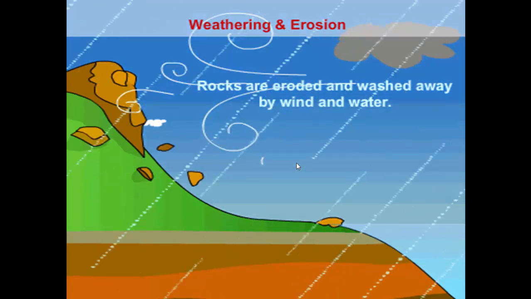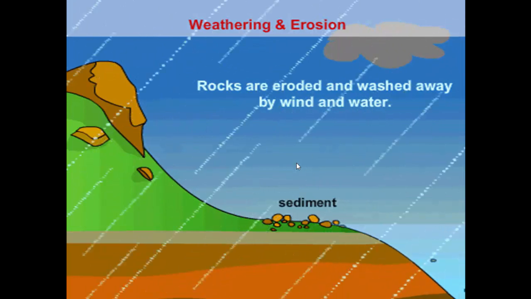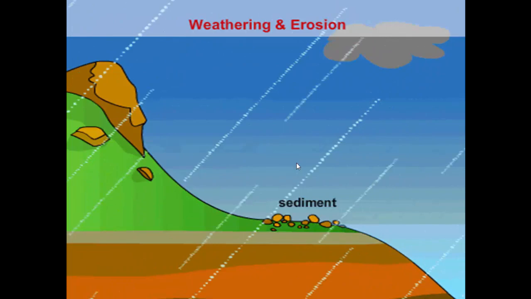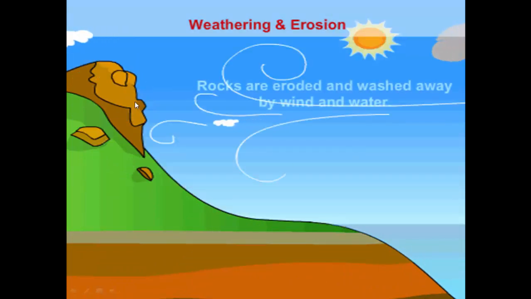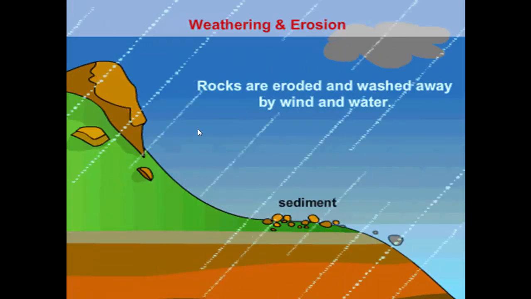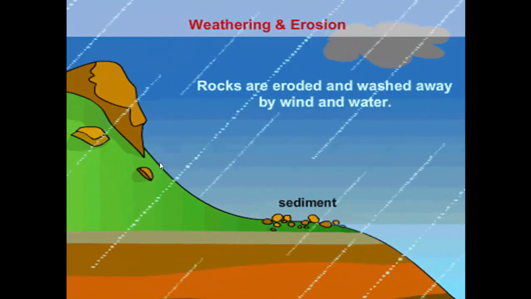So from the igneous rock, now we are going to go to the sedimentary rock. So how is the process? The process we call weathering and erosion. So the igneous rock, because of weathering and erosion caused by wind, water, and ice, this rock will break down into smaller pieces that we call sediment.